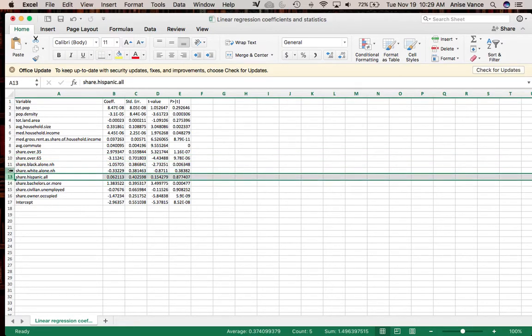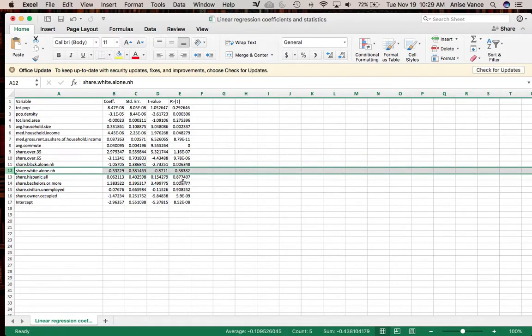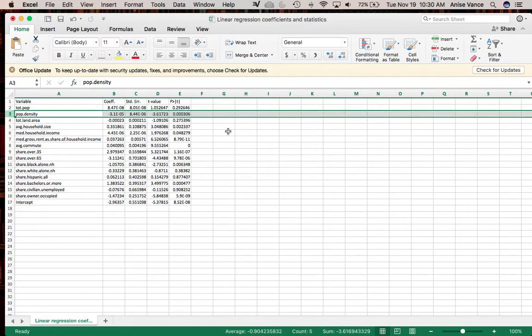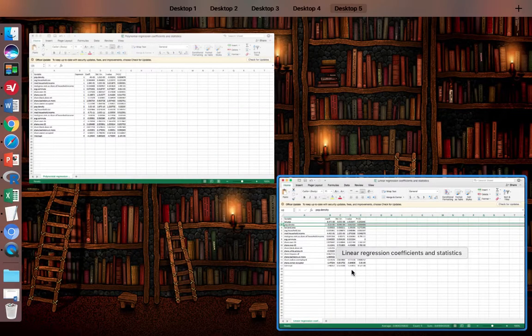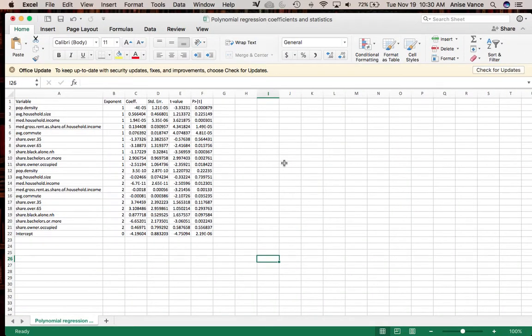And then there were some things that were just kind of not, right? Share Hispanic all, share white alone. We're way over that p-value range. And then total land area, total population, were over that as well. Population density was below it. So that was helpful.